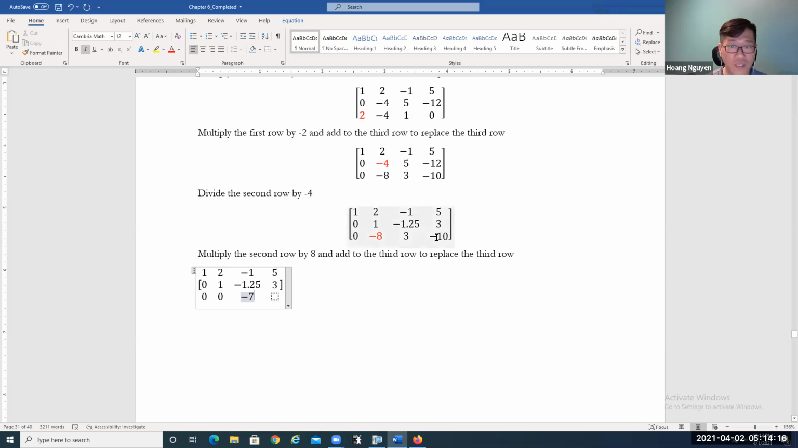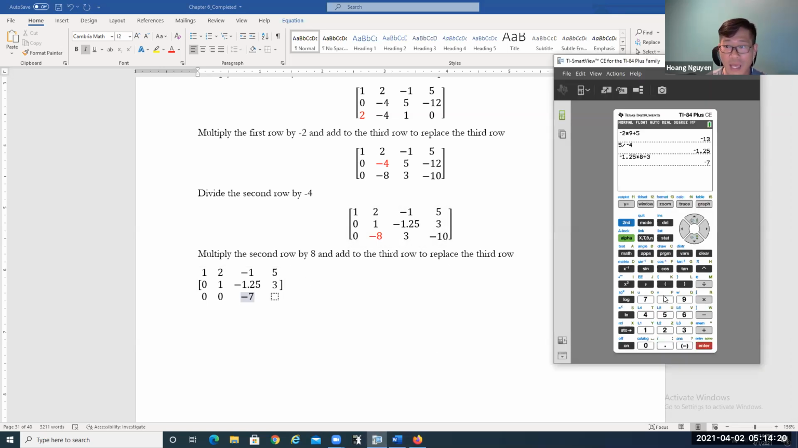Okay. Now, similar idea, we can do this with the last one. So it's going to be 8 times 3 plus a negative 10. Okay. It's going to be 14.